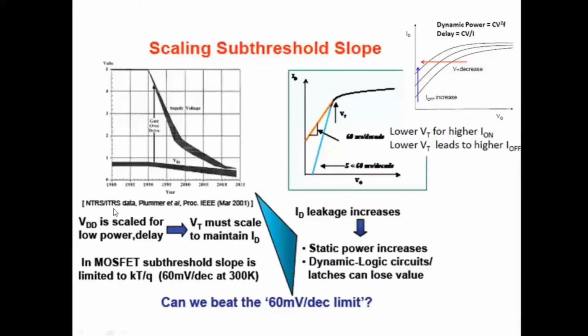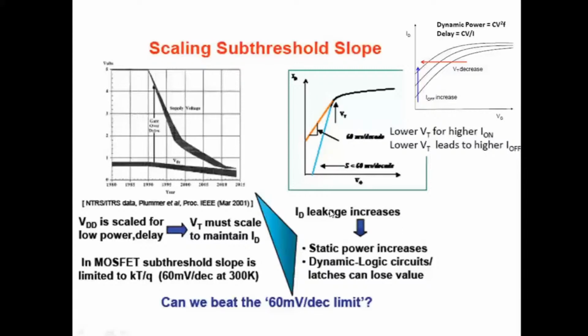We scale the VDD for low power and delay. This results in scaling of VDD in order to maintain the gate overdrive, as we can see in this graph. A lower VT definitely gives us higher ION. However, a lower threshold voltage also leads to higher off current. The leakage current increases between the source and drain, resulting in high static power dissipation.